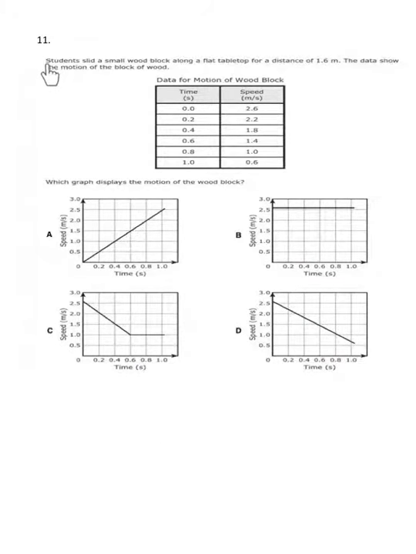Number 11. Students slid a small wood block along a flat tabletop for a distance of 1.6 meters. The data shows the motion of the wood block. Which graph displays the motion of the wood block? A, B, C, or D?